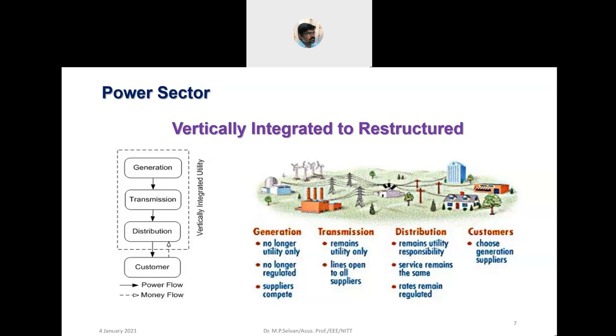So there is a need for an independent entity to look into the operation of the transmission network, which gave birth to the system operator, or independent system operator, ISO, or transmission network operator. The naming is different in different countries.